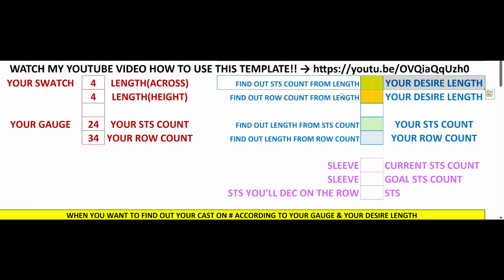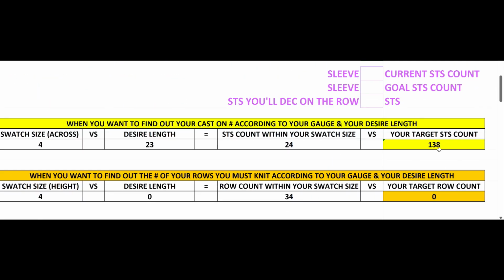I know the length, 23, so then find out the cast on number. So 23 inches. It's the yellow section, so go back to the yellow section here, 138. So if you want to have a 23 inch neck opening, at least you have to have 138 stitches. But this is not the final cast on number.